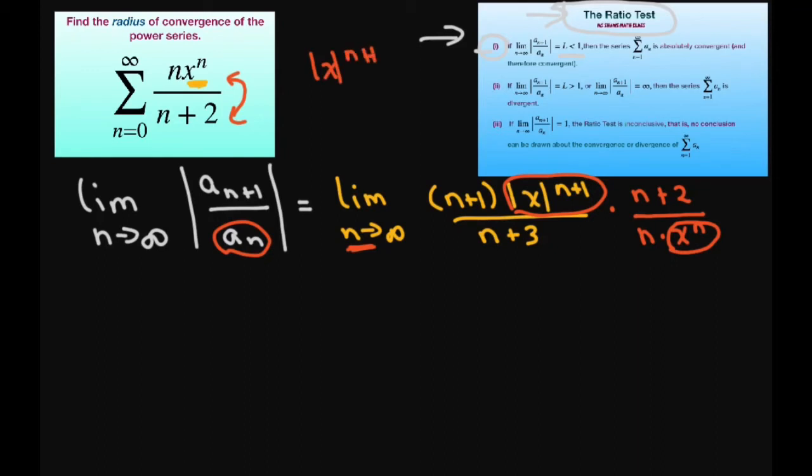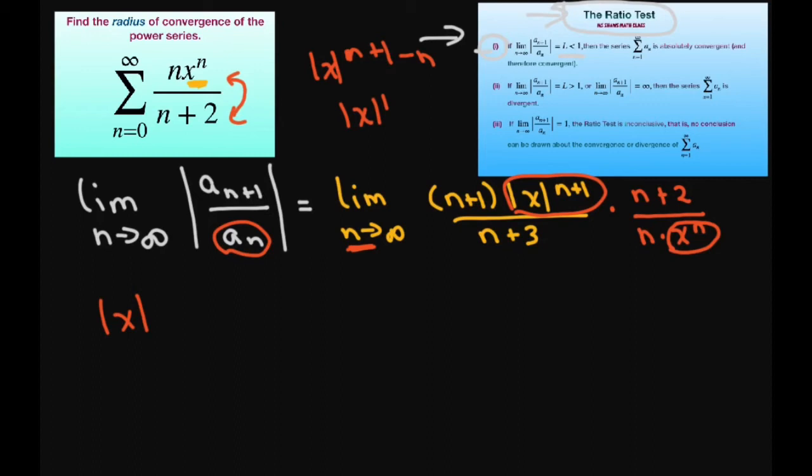All right, so n plus 1. And since this is in the denominator, this is going to be minus n. So this is just going to be absolute value of x to the power of 1. So let's pull this out, absolute value of x.